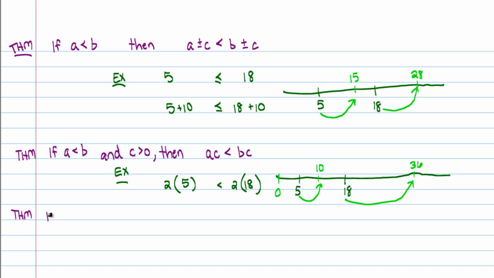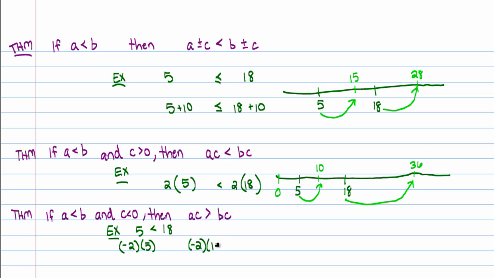But something slightly different happens if C is negative. So if you have two numbers, one less than the other, and C is negative, then A times C is now bigger than B times C. Let's take 5 and 18 again, but this time let's multiply them by negative 2. Before I fill in the inequality there, I want to show you what this is going to look like. Here's 0. Here's 5. Here's 18.